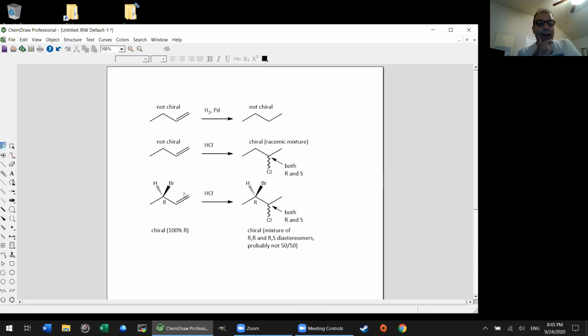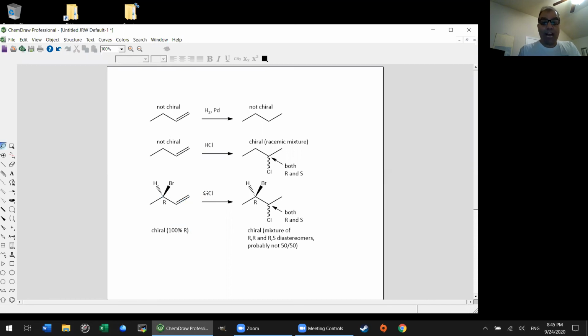It's also possible to start with a chiral starting material, such as this one here. What will we call that guy? Let's call that R-3-bromo-1-butene. How does that sound? Something like that. And in this case, let's suppose that we start with 100% enantiomerically pure R enantiomer. So only this compound, none of its enantiomer, pure R stereoisomer.